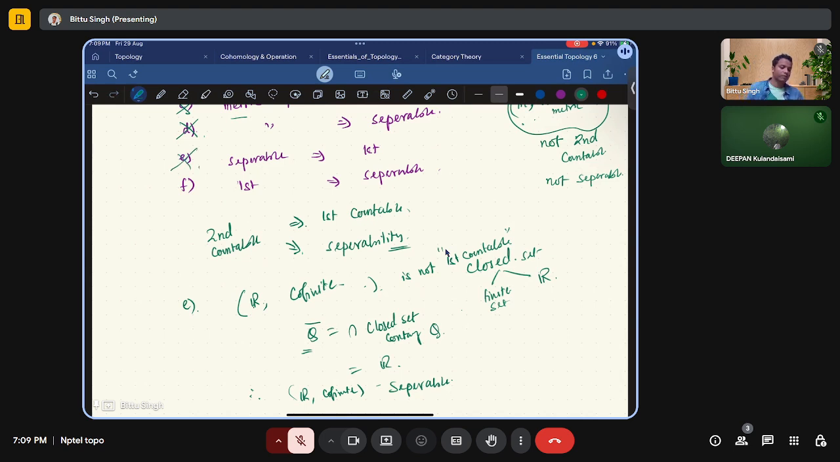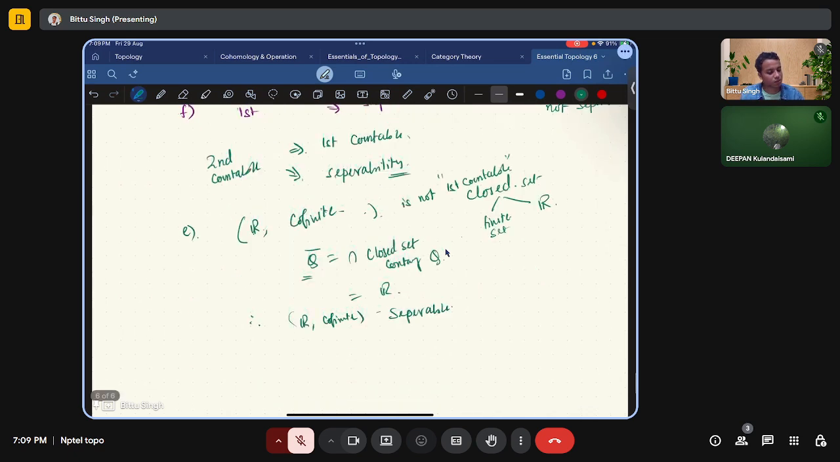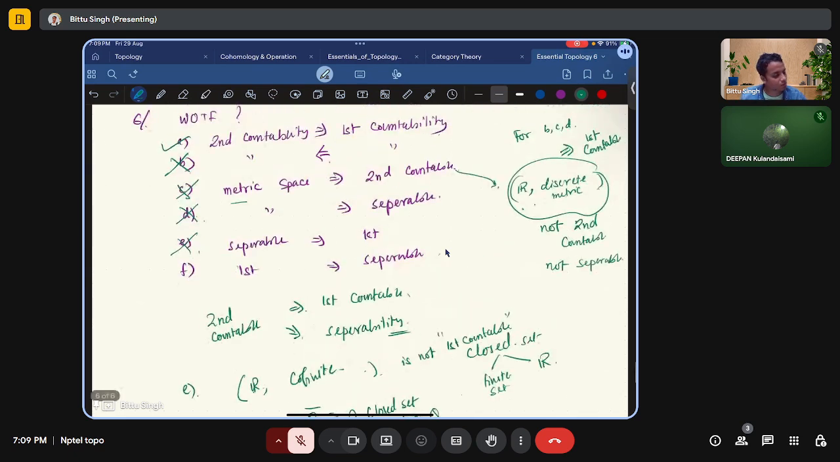Now, first countable implies separable space. This is also false, right? Why is it false? It is false by the same example. This example will also work for it. In this counter example, we can see that R with discrete metric cannot be separable. We have already seen that, but this is first countable.